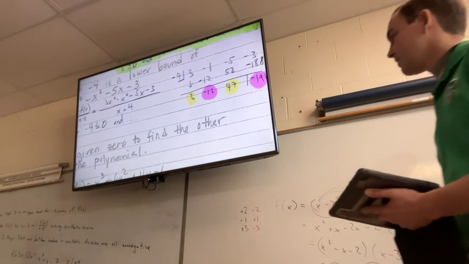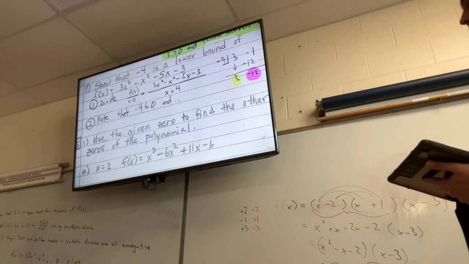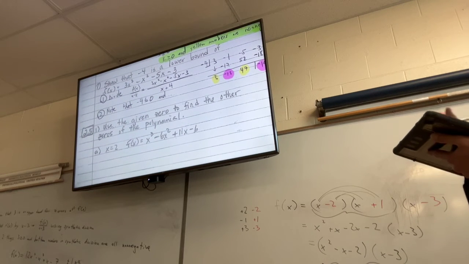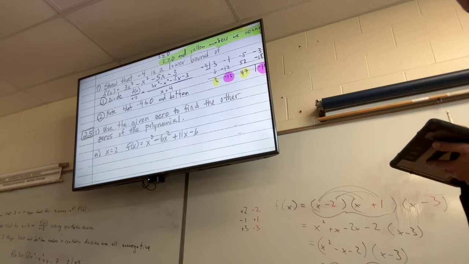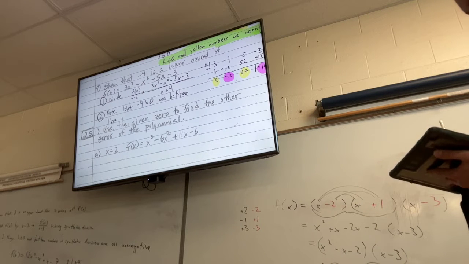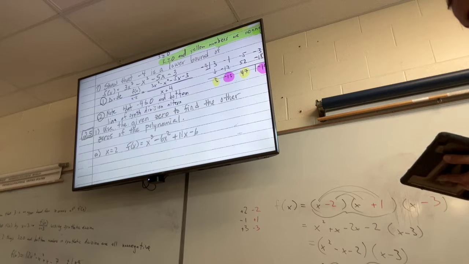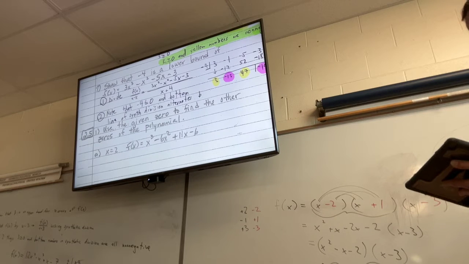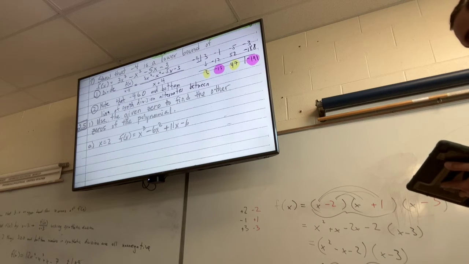Okay, so we note that the number they gave us, negative 4, is less than or equal to 0, and the bottom line of our synthetic division alternates between non-negative and non-positive.